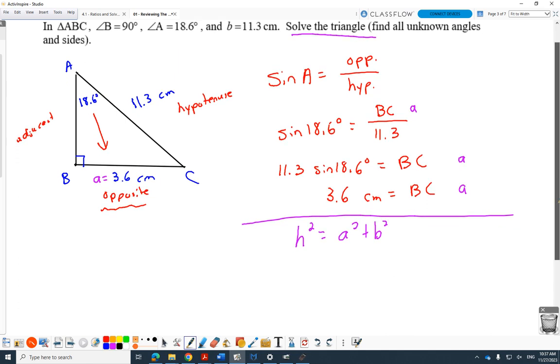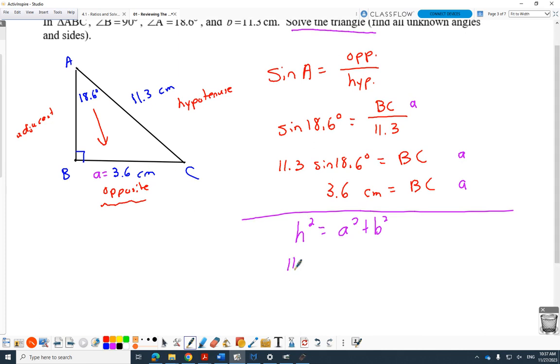The hypotenuse squared is 11.3 squared. The A squared, I'm going to use as 3.6 squared. And then I'm going to call this B squared, which is actually the adjacent side. Technically speaking, it's not the B squared. It's the C squared, because of the labeling of this triangle.